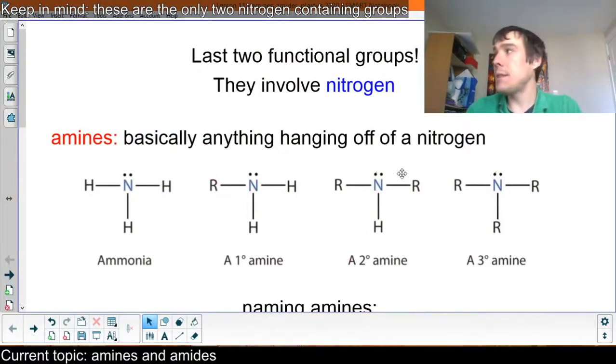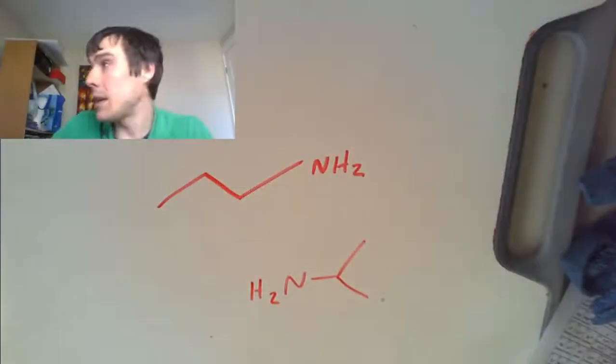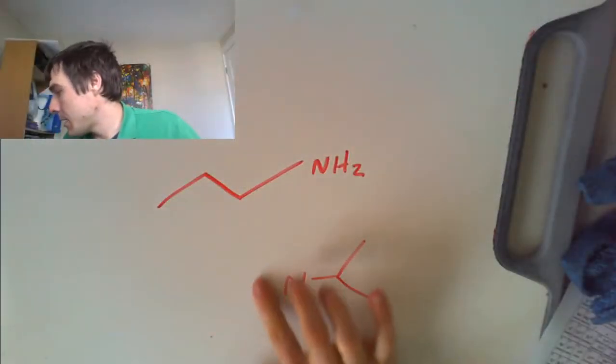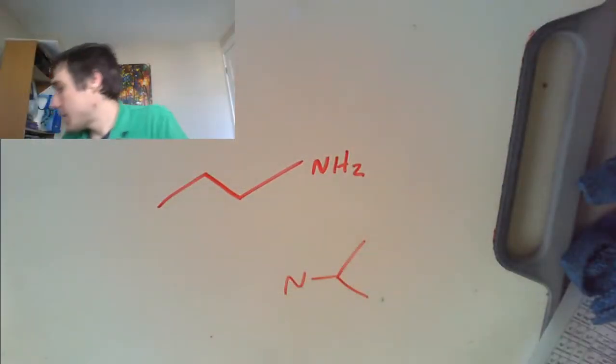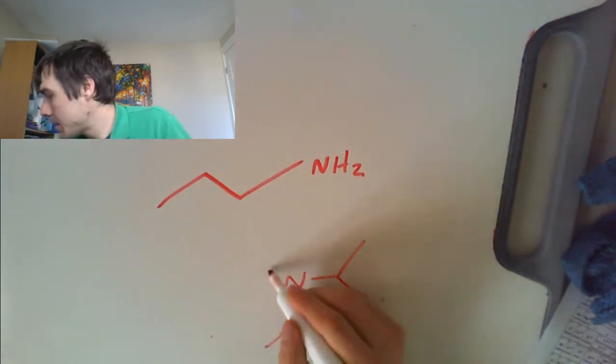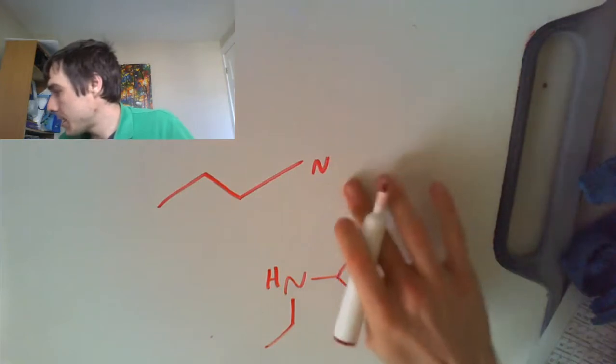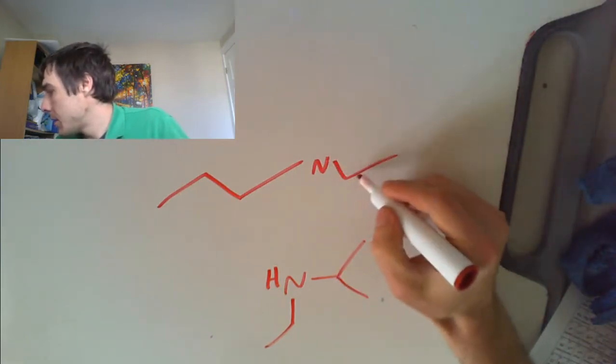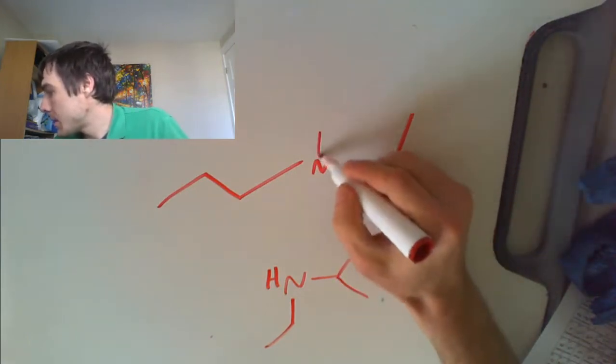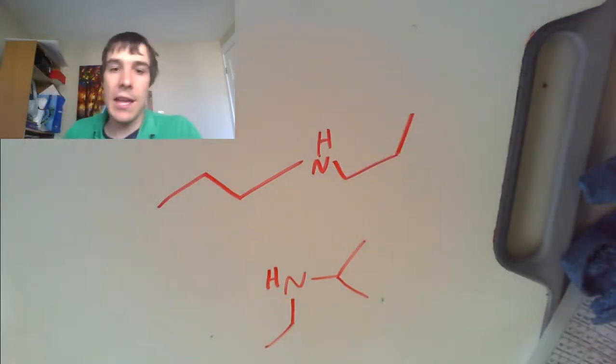A secondary amine would have two carbon groups hanging onto the nitrogen. So if I came over here and let's say I took away one of these, let's make something like this, right, with a hydrogen on it. Or here, if it was over here, I might do something like this, and then there's a hydrogen here. Those are secondary amines.